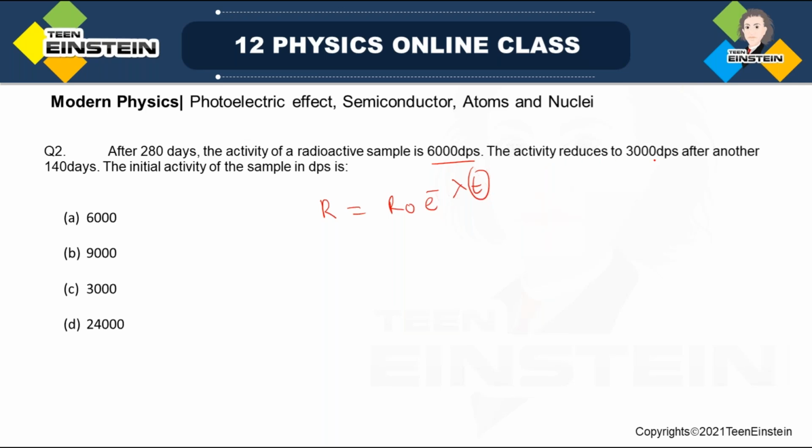Activity reduces to 3000 dps after another 140 days. Okay, after another 140 days. The options for the initial activity of the sample are 6000 dps, 9000, 3000, or 24,000. What is the initial activity? That means you have to find out this value, the initial activity.